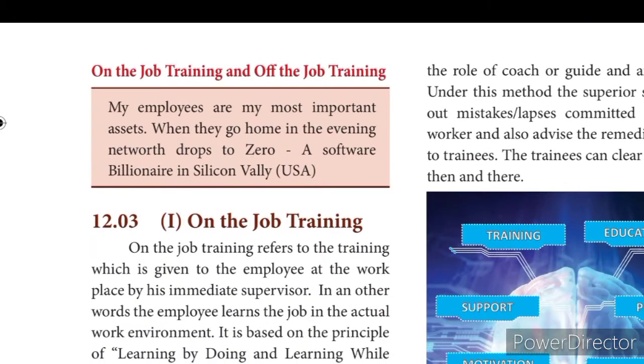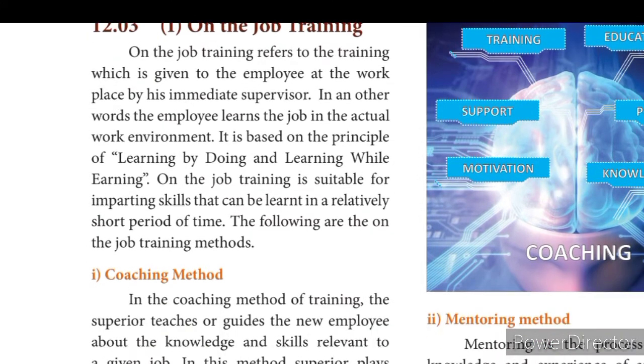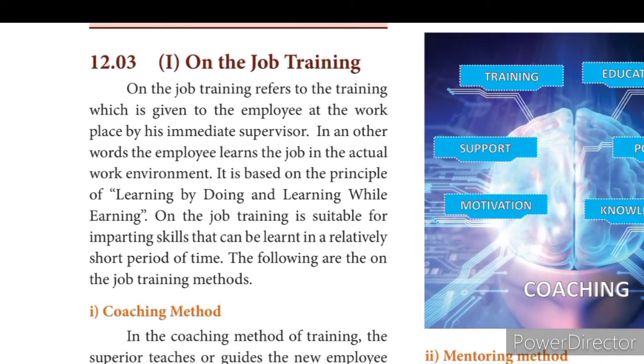So see the on the job training. Now we are going to see the different categories that we have for on the job training. On the job training refers to the training which is given to the employees at the workplace by his immediate supervisor. In other words, the employee learns the job in the actual work environment. It is based on the principle of learning by doing and learning while earning.